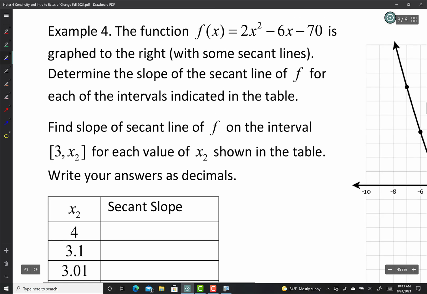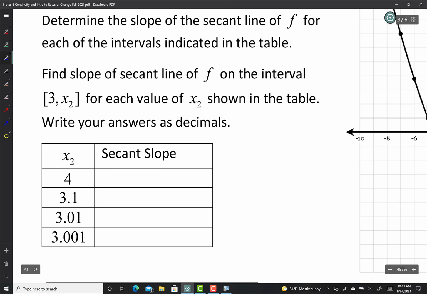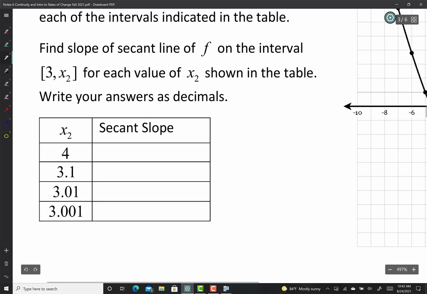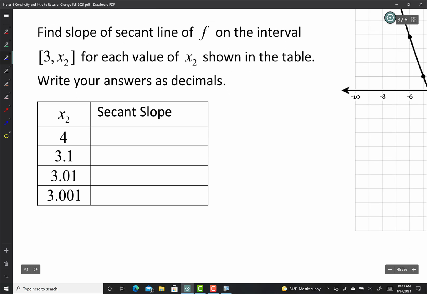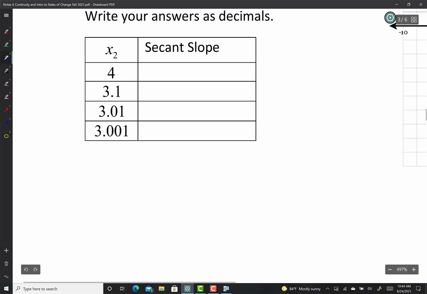All right. Determine the slope of the secant lines for f for each of the intervals indicated in the table. Find the slope of secant lines of f on the interval 3, x2, for each value of x2 as shown in the table. Write your answers as decimals. Okay, these are your x2s. In case you're wondering, it's telling me to find the slope of several secant lines as I get closer and closer to what x value? 3.